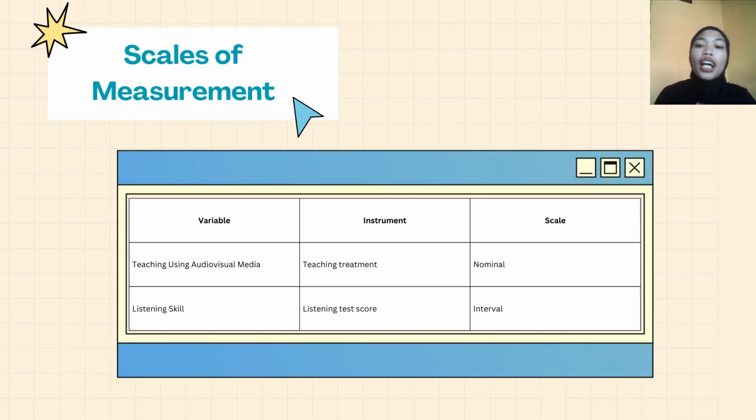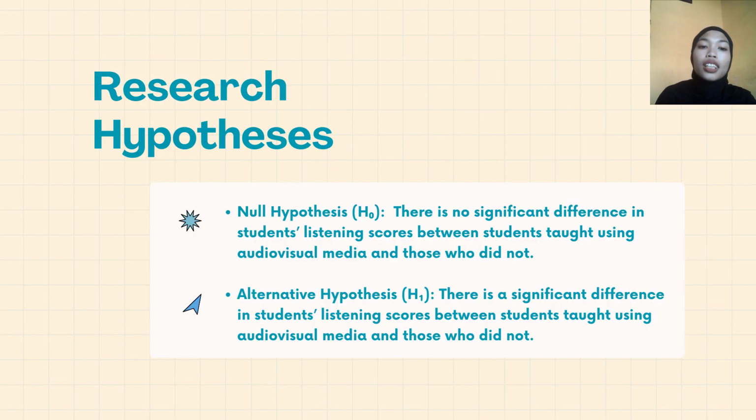Next, the scales of measurement. In the table here, we can see that for the independent variable, teaching using audio-visual media, the instrument is the teaching treatment, and the scale is nominal. For the dependent variable, listening skill, the instrument is the listening task score. The scale is interval. The research hypotheses: the null hypothesis says there is no significant difference in student listening scores between students taught using audio-visual media and those who were not. And the alternative hypothesis says that there is a significant difference in student listening scores between students taught using audio-visual media and those who were not.